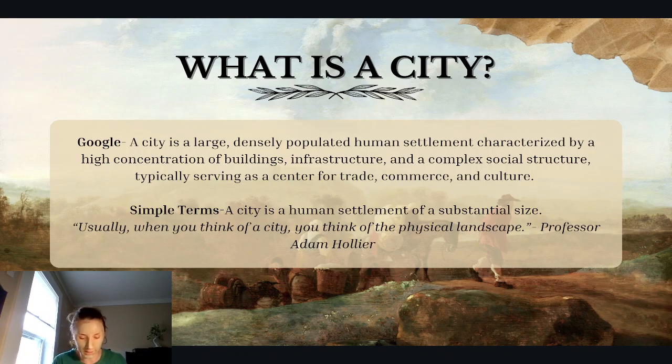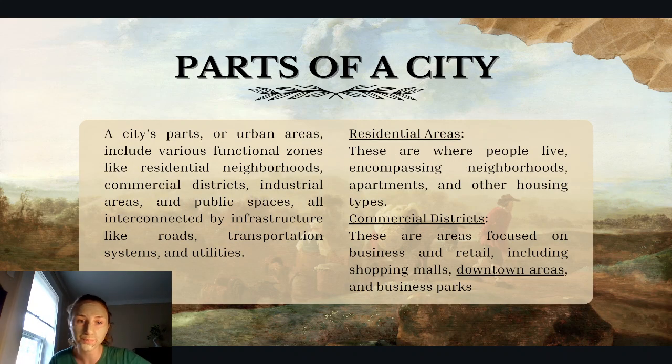I know I do. Like when I think of New York City, I think of the Statue of Liberty, or when I think of Detroit, I think of the GMC buildings, or when I think of Paris, I think of the Eiffel Tower. So, what are some physical landscapes of cities? A city's parts, or urban areas, include various functional zones like residential neighborhoods, commercial districts, industrial areas, and public spaces. All are connected by the infrastructure like roads and transportation system and utilities.